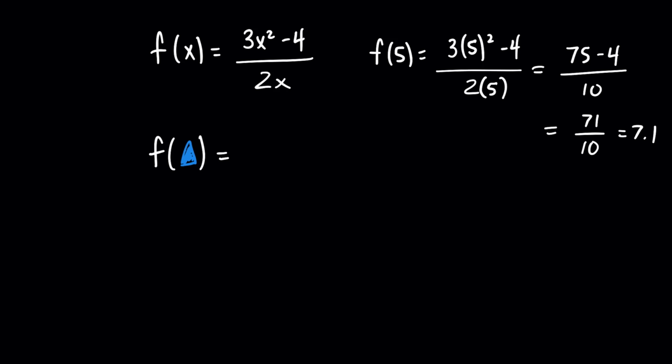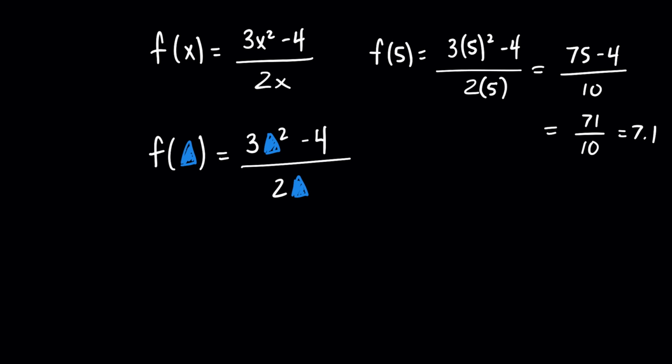Now, blue triangle is not really a number, so we have a hard time. I don't know, what is a blue triangle? Is it 12? Is it 4.7? It doesn't matter. Just follow the rule. What does the rule say? It says do 3 times the input, which is a blue triangle, squared, subtract 4, and divide by 2 times the input. What's the input? Blue triangle. We don't know what blue triangle is. It's not really a number, but that's okay. We're fine with this. This is your answer. So if I ask you for f of blue triangle, say that.